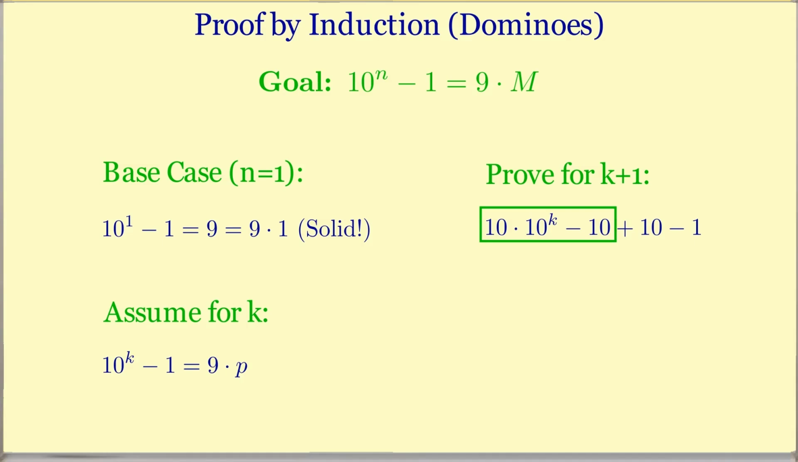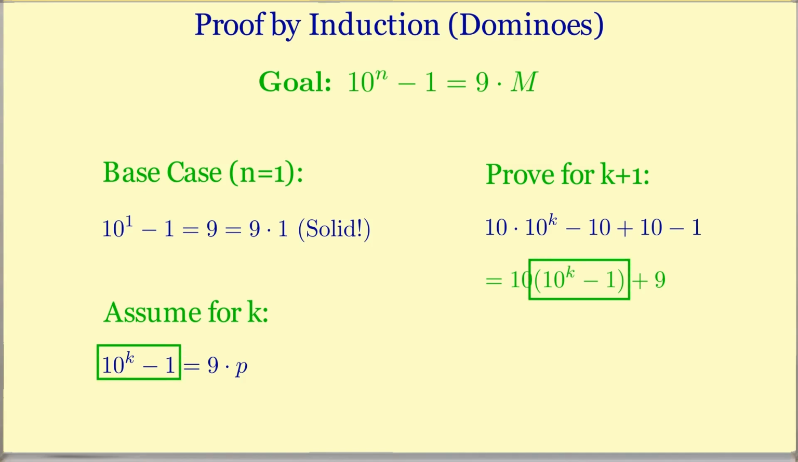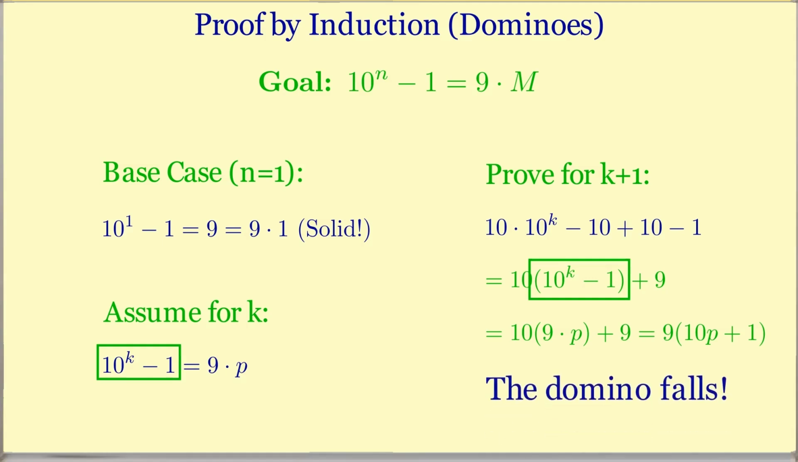By factoring out a 10 from the first two pieces, we group our terms perfectly. It becomes 10 multiplied by the quantity, 10 to the power of k minus 1, all plus 9. Look at that. Our exact original assumption, 10 to the power of k minus 1, is perfectly isolated in the brackets. Because we already know that bracketed assumption is a multiple of 9, and the extra piece on the end is exactly 9, both parts of our new equation are perfectly divisible by 9. We have mathematically guaranteed that the next domino will inevitably fall.